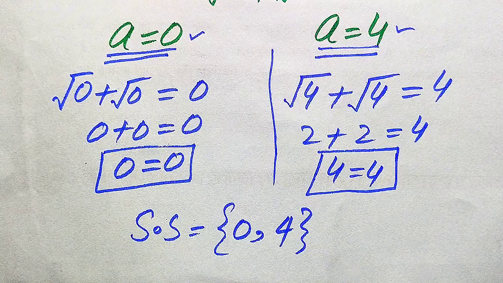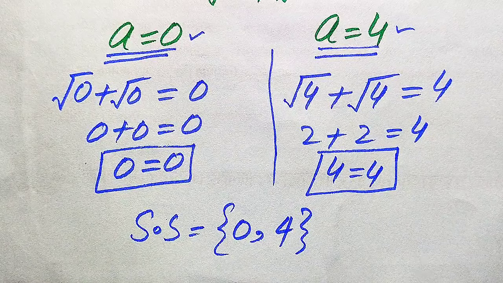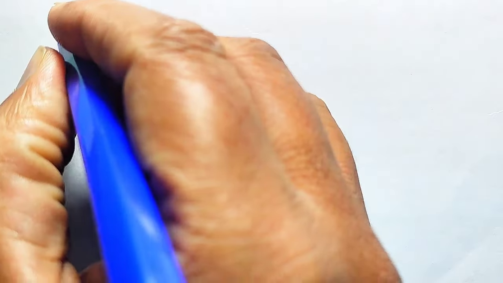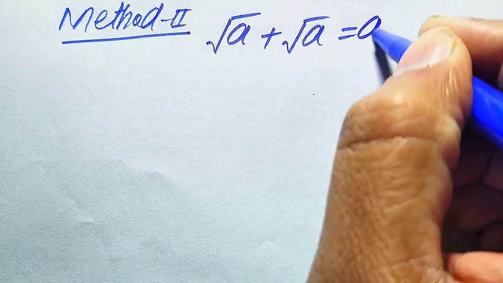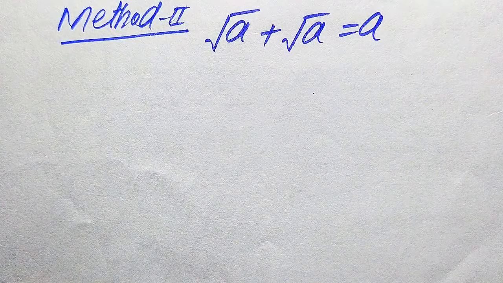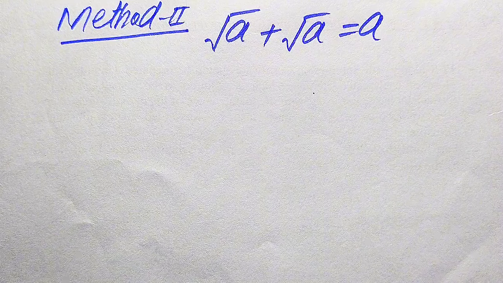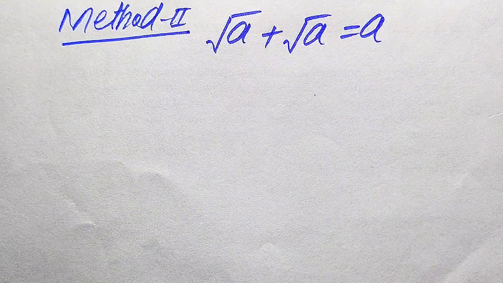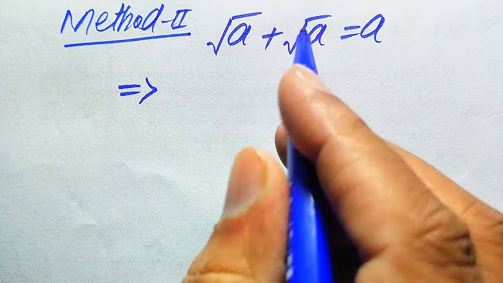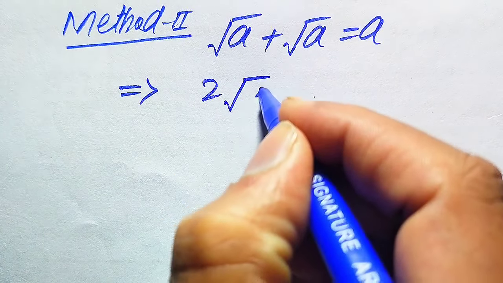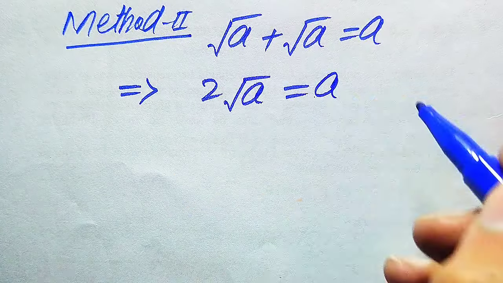And now we again solve this problem with the second method. In the second method we need to copy down the given question statement, so that our given question statement is square root of a plus square root of a is equal to a. Our second method is the very quick method, and here we just quickly find the values of a. So first you see that square root of a plus square root of a becomes 2 times square root of a is equal to a.